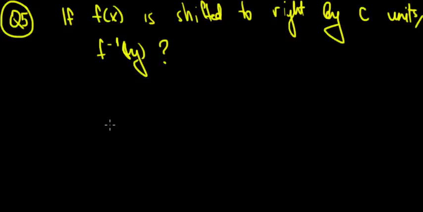In question 5 we want to know if our function f of x is shifted to the right by c units, how does the inverse change? Well, let's solve this question quickly on a graph, it will make sense.